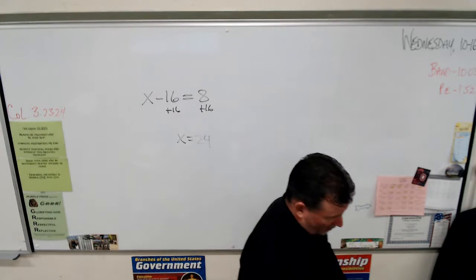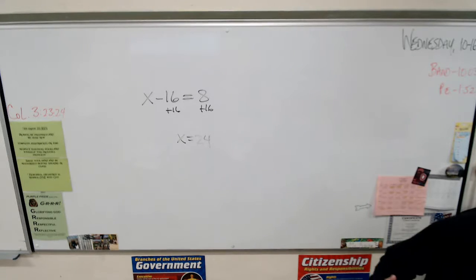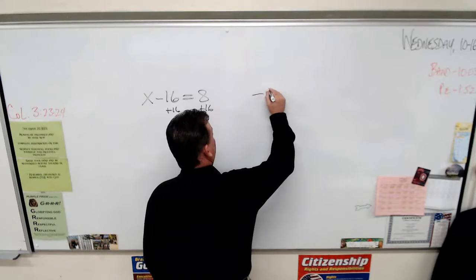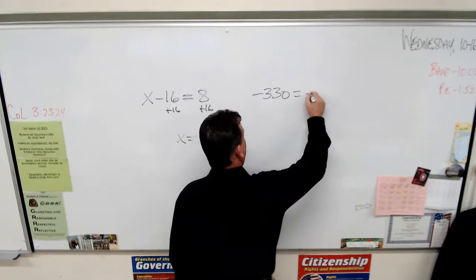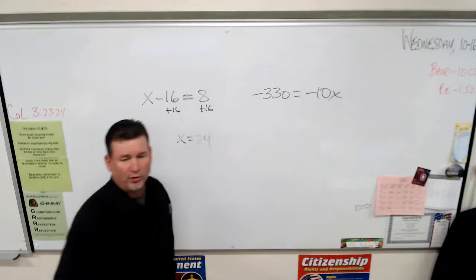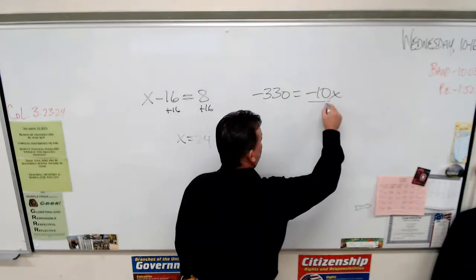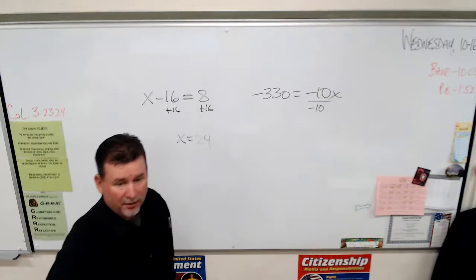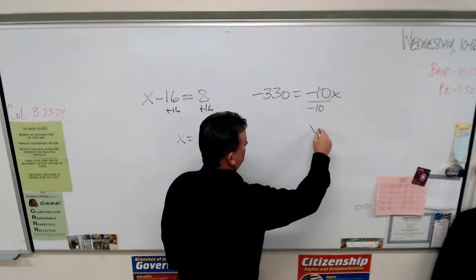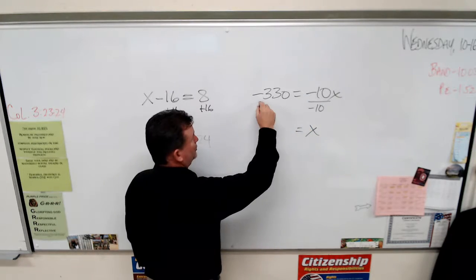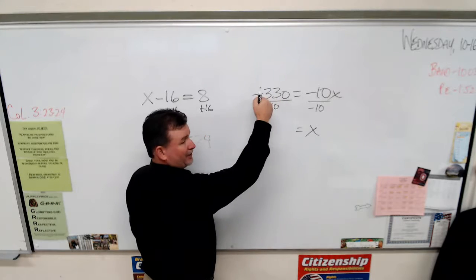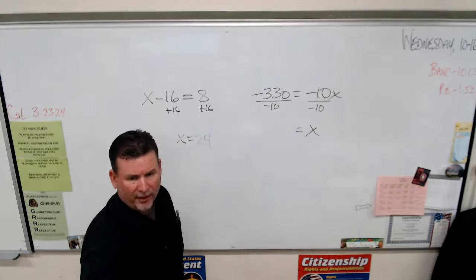Okay, next one. Number 2. Negative 330 equals negative 10x. Some of you get tripped up by negative signs, but you won't. What did they do to the x? They multiplied it by 10. No, they didn't. Negative 10. So what must I divide by? Negative 10. Because a negative divided by a negative gives you a positive 1x. Whatever I do to one side of an equal sign, I must do to the other. A negative divided by a negative gives you a positive.